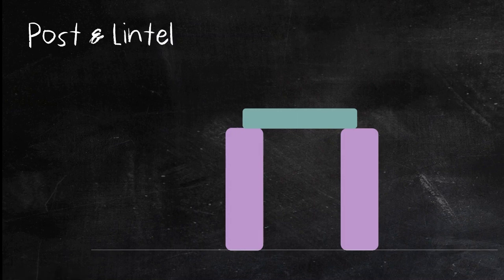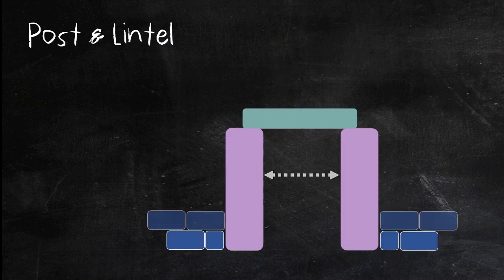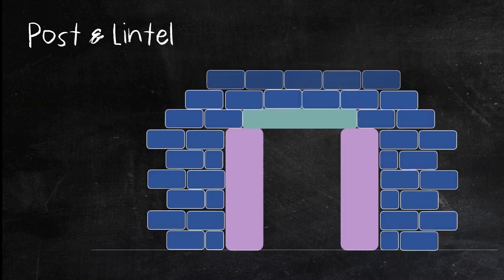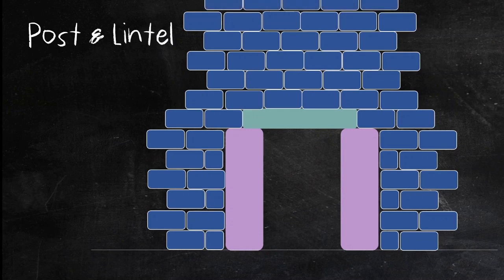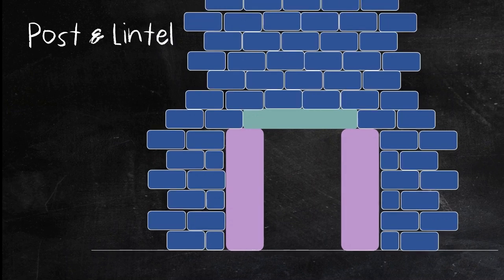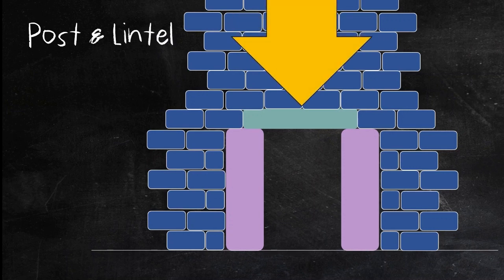But post and lintel has serious limitations. You can increase the distance between the posts a little bit, but do it too much and the structure becomes unstable. And this is especially true when post and lintel portals are part of a wall or building instead of just being freestanding, because now there's a heavy load bearing down on the lintel. So how do we deal with this?